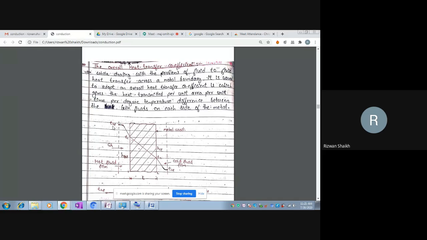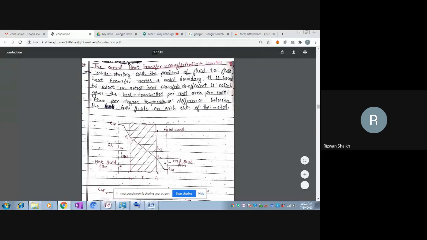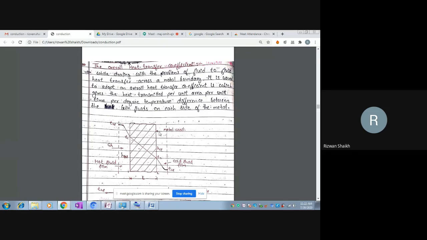Whenever we have a fluid, we require the temperature and heat transfer coefficient. So THF indicates the temperature of hot fluid, and HHF indicates the heat transfer coefficient of hot fluid. Similarly, for a cold fluid film, TCF is the temperature of cold fluid and HCF is the heat transfer coefficient of cold fluid.